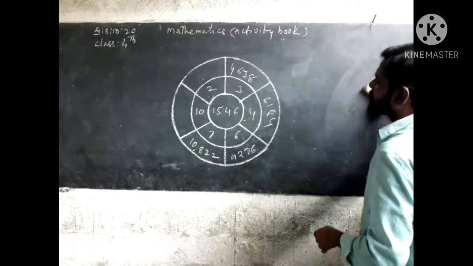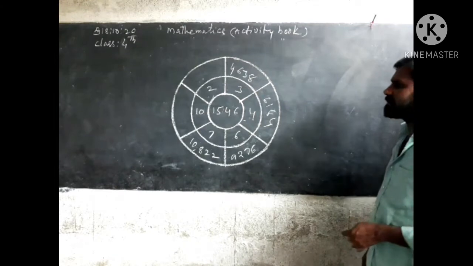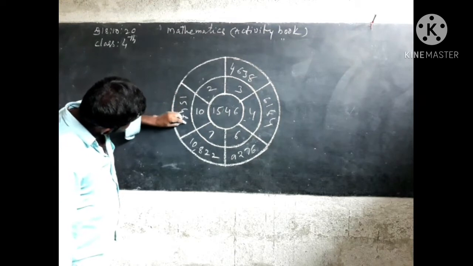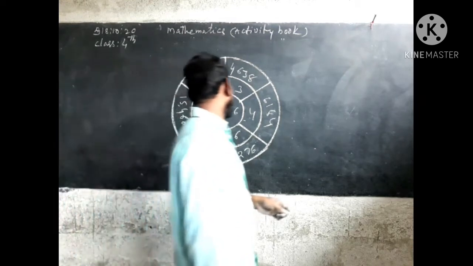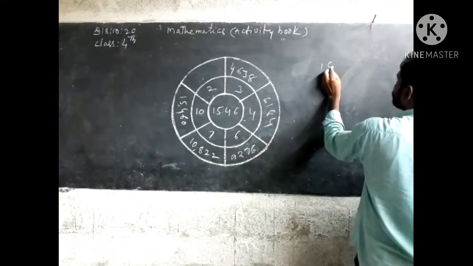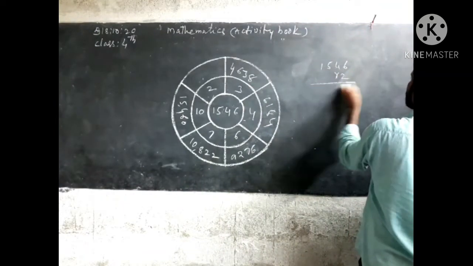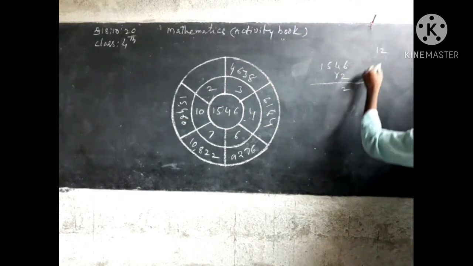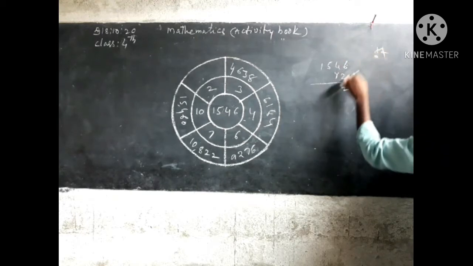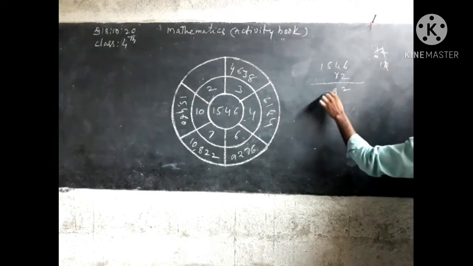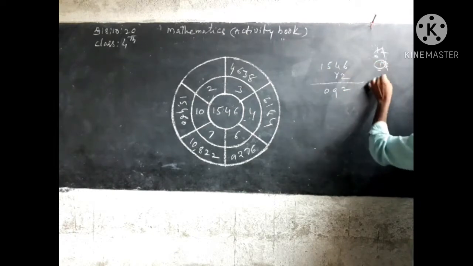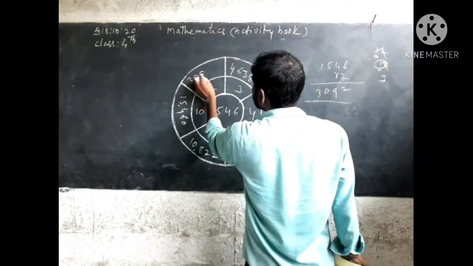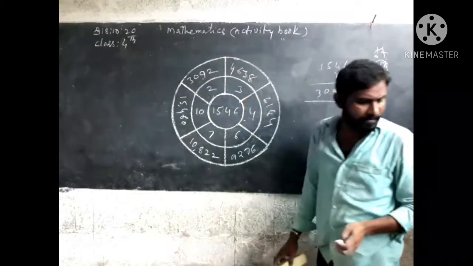1546 is multiplied by 10. You can write 0 after the ones place of the given number. So here this is 15,460. Now next, 1546 is multiplied with 2. 2 6s are 12, 2 taking, 1 carrying. 2 4s are 8 plus 1, 9. 2 5s are 10, 0 taking, carrying 1. 2 ones are 2 plus 1, 3. So that is 3092. That is the product.